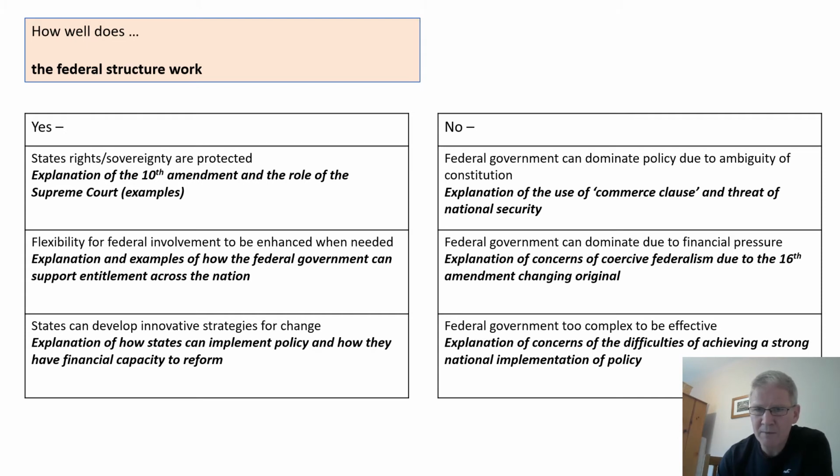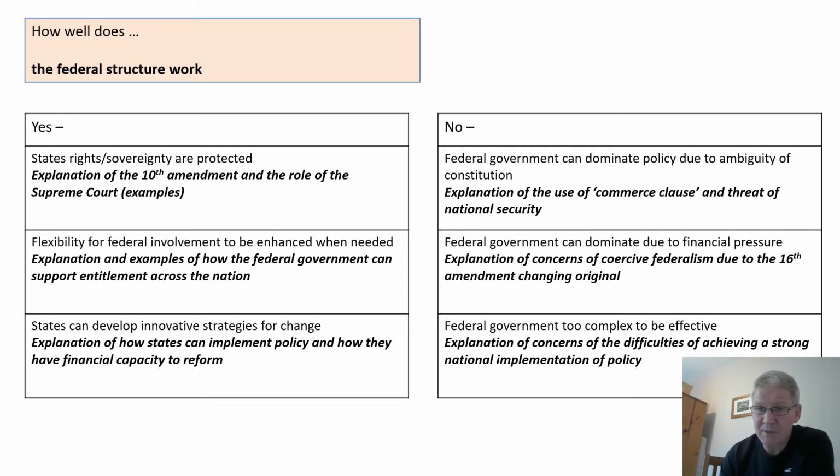On the no side, the three arguments against it are really talking about how there's been a consideration by groups such as the 10th Amendment that the federal government has become too powerful. Why? Because the Commerce Clause has been exploited and national security concerns have been exploited to allow federal government to get its tentacles, if you like, into different states.